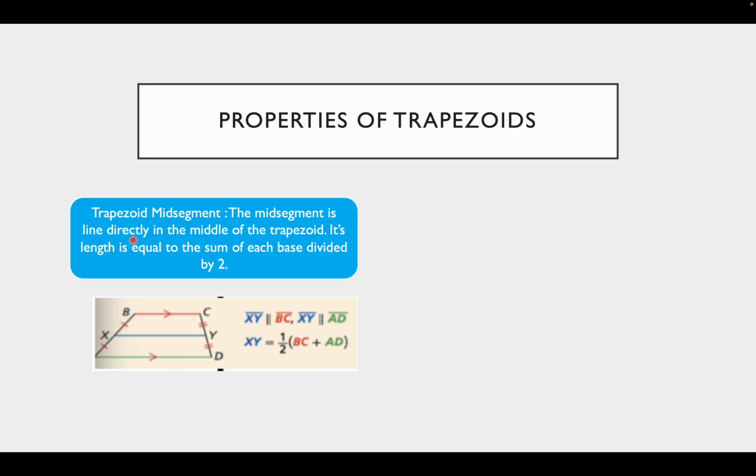Our other property is called the trapezoid midsegment. The midsegment is the line directly in the middle of the trapezoid. Its length is equal to the sum of each base divided by 2. Another way of writing that, this middle segment, XY, the length of it is going to be equal to the top base of BC plus the bottom base of AD, and we can multiply it by 1/2. When you multiply something by 1/2, it's the same as dividing by 2.